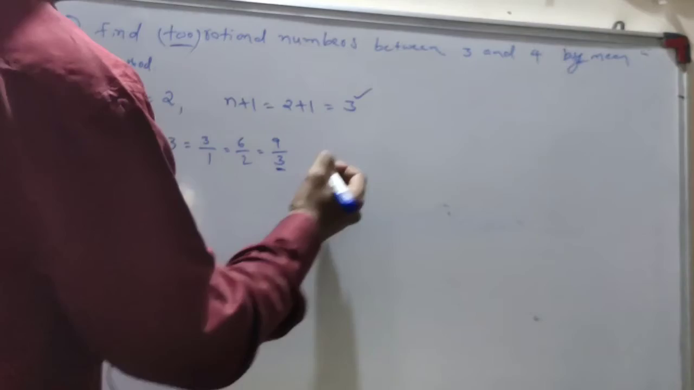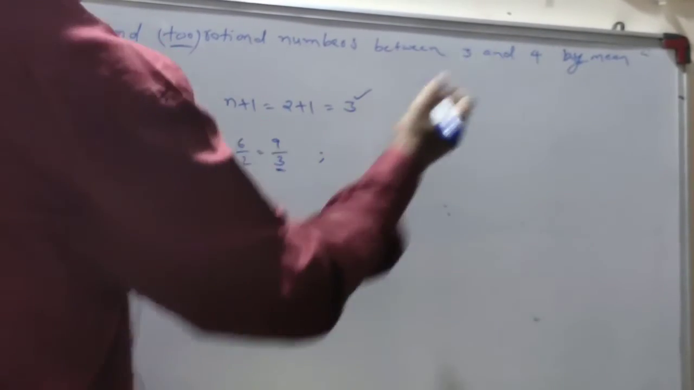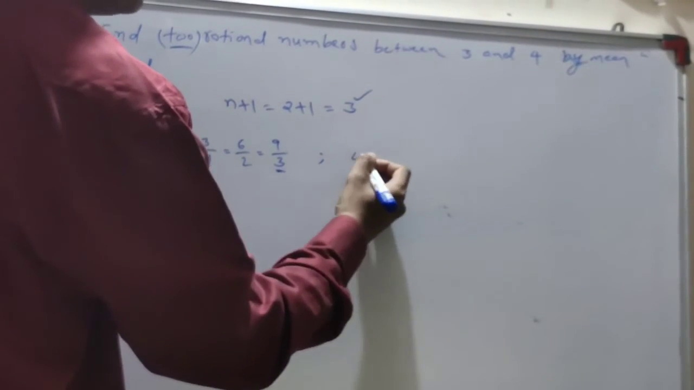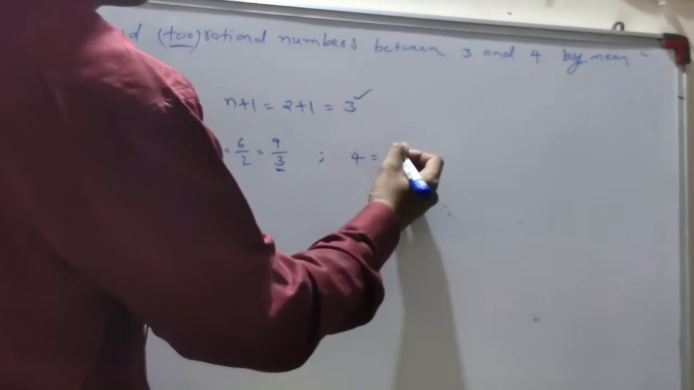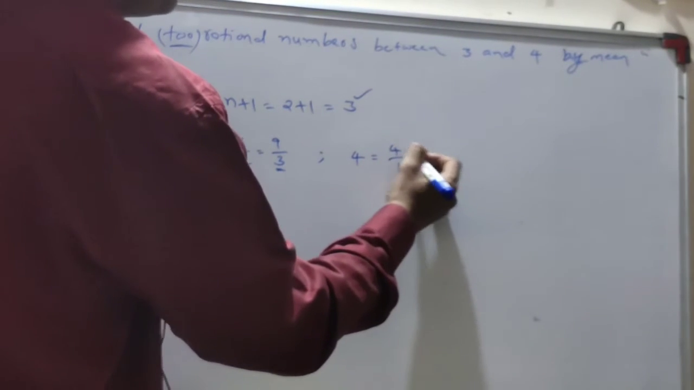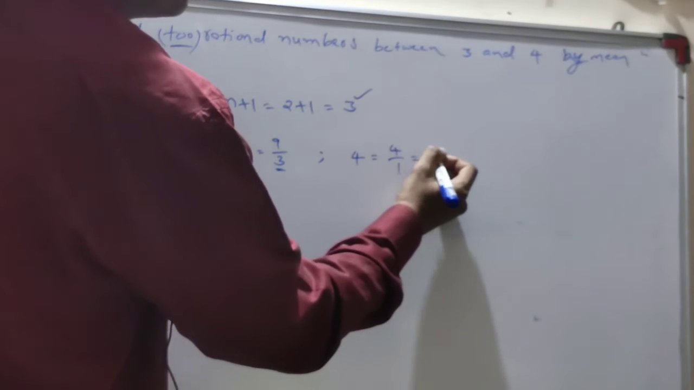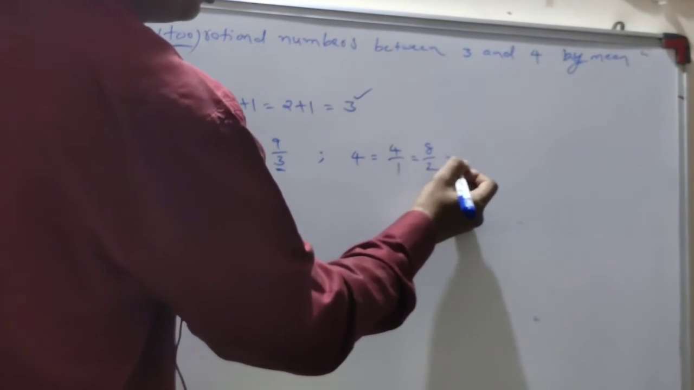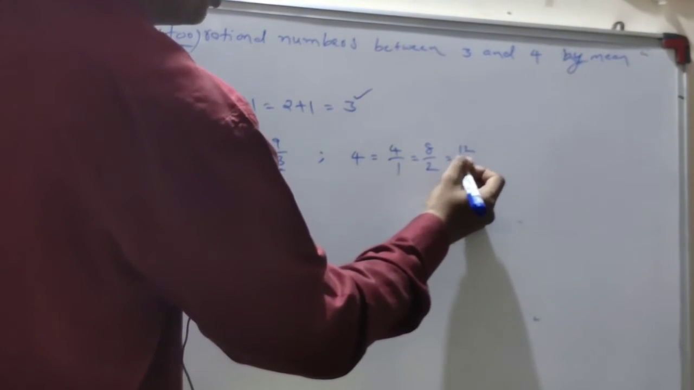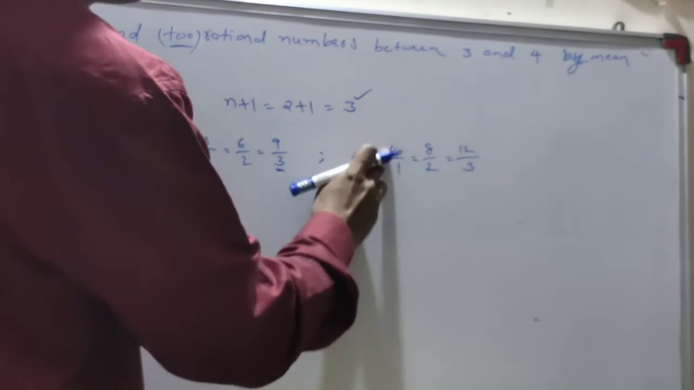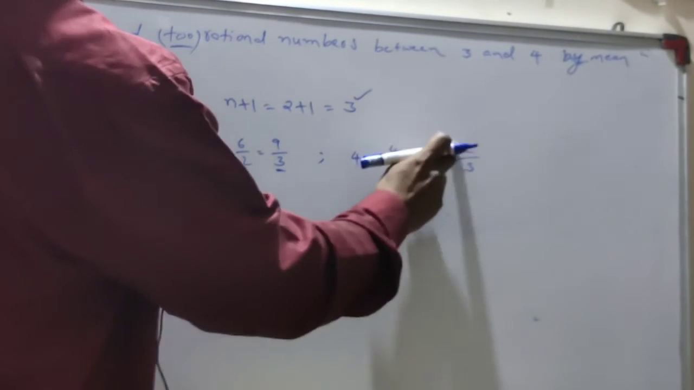And again here observe the second number, that is 4. The 4 can be written as equivalent fractions: 4 by 1, 4 into 2 is 8 by 2, and here 12 by 3. Okay, 4 by 1 is 4, 8 by 2 is 4 and 12 by 3 is 4.